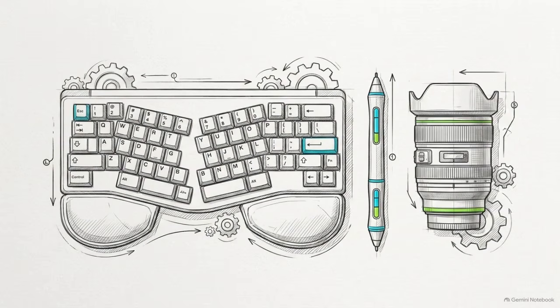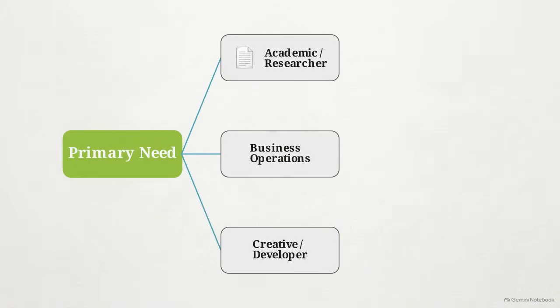Getting actual return on your investment now means assembling a bespoke set of tools built specifically for your daily friction points. This decision tree routes your workflow based on what you actually do every day. Let's start with the top branch, the academic or researcher.